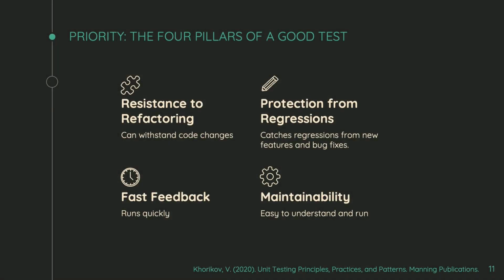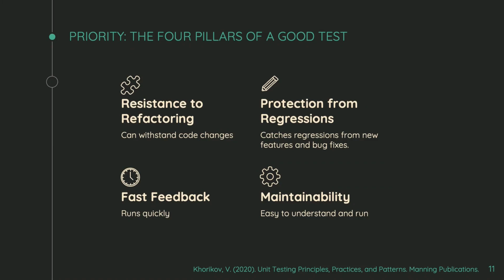So let's talk a little bit more about priority. Because there are a lot of kind of overlapping concepts when you're looking at tests. And I really like the way this author here, Vladimir Khorikov, who wrote this book, Unit Testing Principles, Practices, and Patterns. It's a fantastic resource. I'll have a slide at the end of this presentation. He broke it down into four pillars, which I find really helpful. And the ideal test is going to have all four. You're going to have strong resistance to refactoring. That means when it's not a brittle test. When you make a change, it won't break.